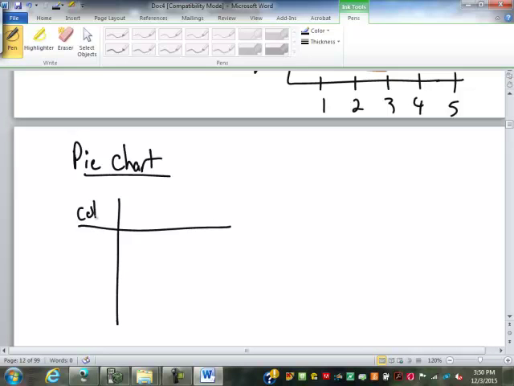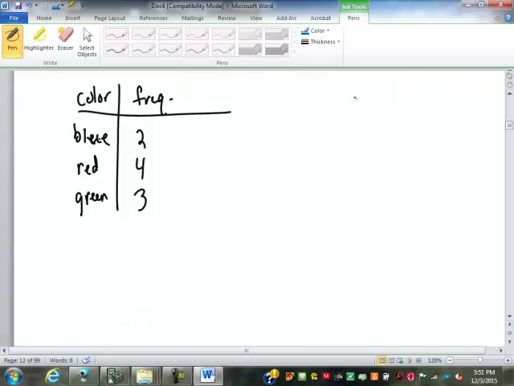A pie graph, pie chart, requires us to modify our table a little bit. So we've got blue, red, and green, had our frequencies of 2, 4, and 3. A pie chart, or a circle graph, depending on which type of data you're using, does not usually express raw numbers. What it usually expresses is percentage of the whole.